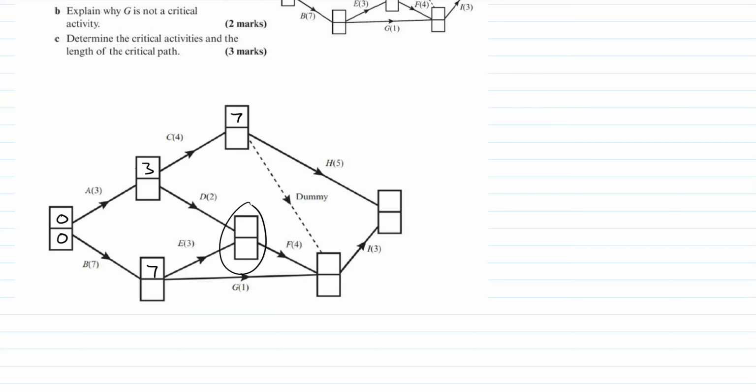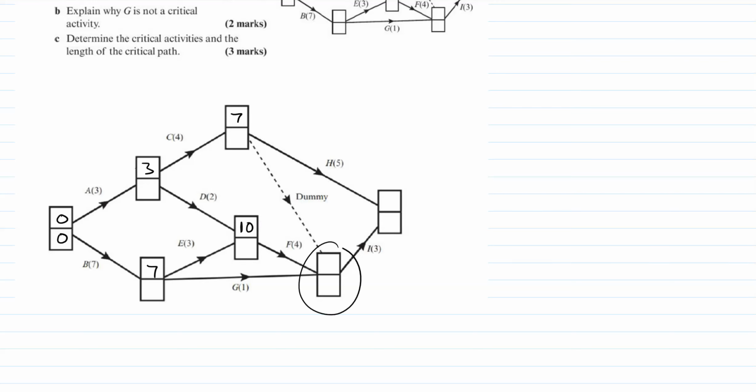This box is a little bit more complicated because we've got two activities before it, this one and this one. So you need to consider both of them. 3 plus 2 is 5, 7 plus 3 is 10, so you pick the bigger one. So this will be 10. Even if I'd done A and done D, there's no way I can start F from this box until B and E are both done. It requires both of them, and that's going to take longer than A and then D. Let's go for the bigger number.